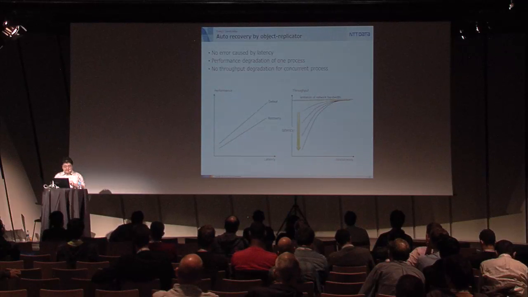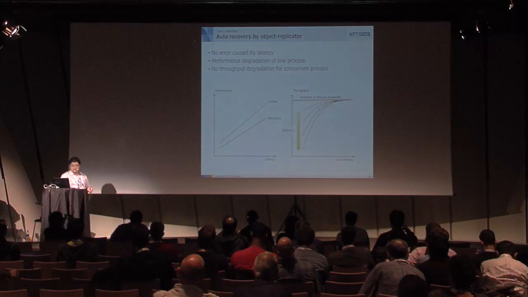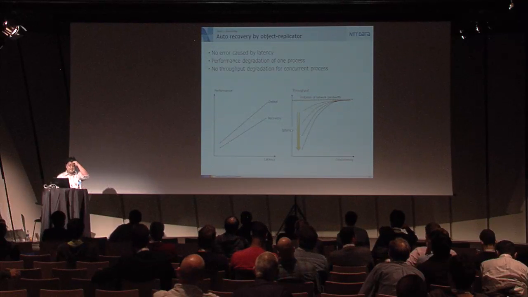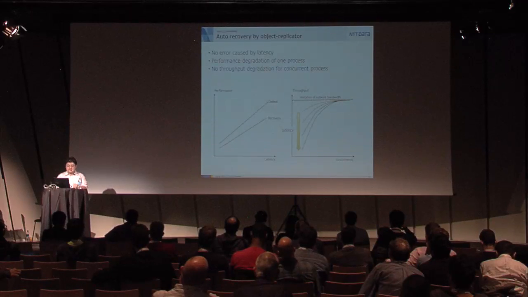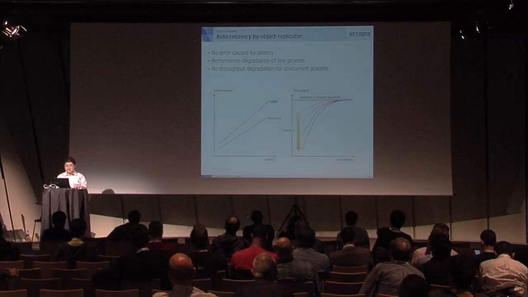Okay, then I will show you the second result, our result for object replicator testing. We can see the result is very similar to the one for client request. There are no errors caused by latency, and performance of one sync process degrades as latency grows. But you can realize effective throughput with concurrent processing. So we increased the concurrency of the object replicator to get effective throughput of auto recovery in order to ensure its durability.